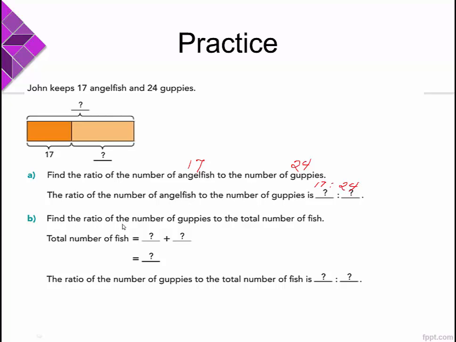Now I'm going to find the ratio of the number of guppies, which is 24, to the total number of fish. So the total number of fish is 17 plus 24, and that's a total of 41. So the number of guppies, which is 24, to the total number of fish is 41. So it's 24 to 41.